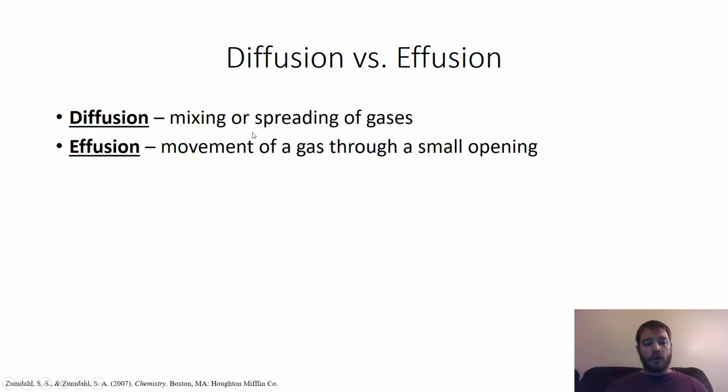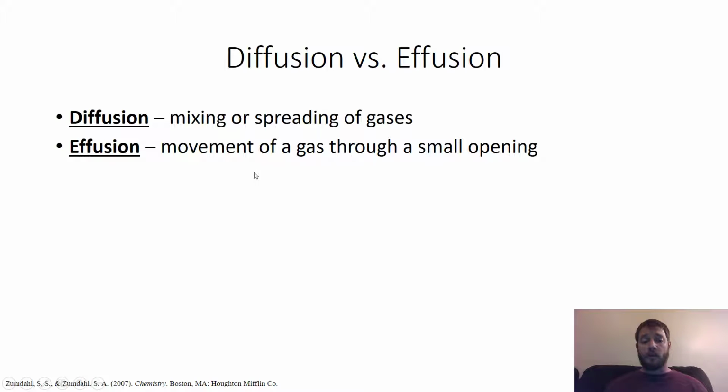Ammonia is a very pungent gas, and it would burn your nose. So if I were to open that up in a large room, it would take a while before you as an observer, maybe sitting 50 feet away, would be able to detect that ammonia gas, because it's going to take some time to mix or diffuse through the air in the room. So that's what we're talking about when we're talking about diffusion.